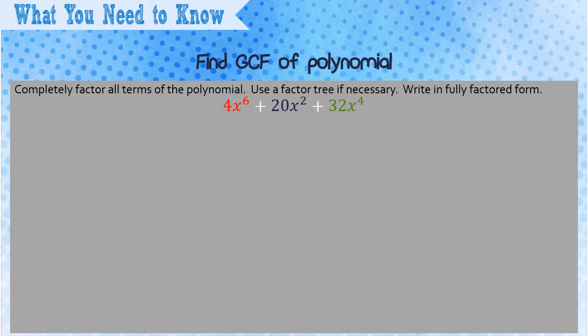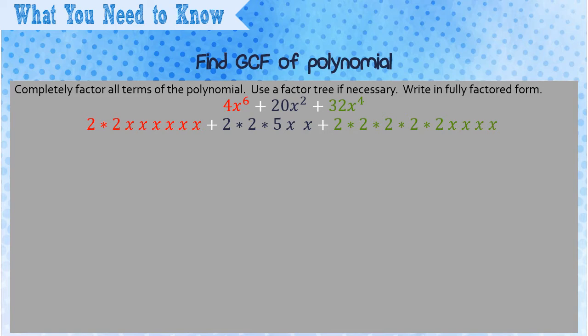So this problem says to completely factor all terms of the polynomial. We can use a factor tree if necessary, and we're going to write in fully factored form. So I'm going to do this the long way, just so you can see what's happening, and then I'll give you a set of rules to apply when you're finding your GCF. When you are factoring your polynomial, it can be helpful to write out the prime factors of your coefficients.